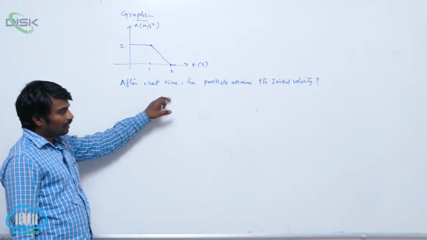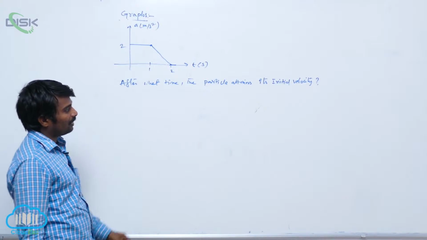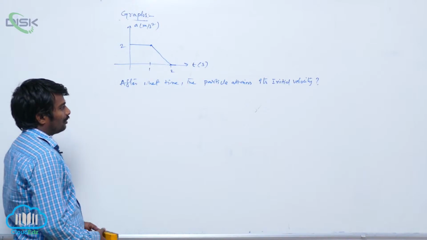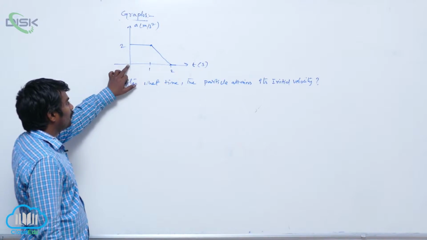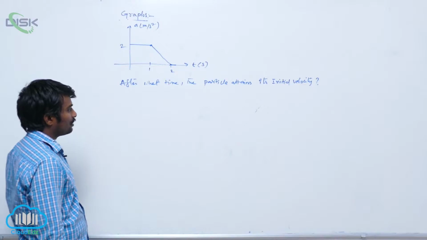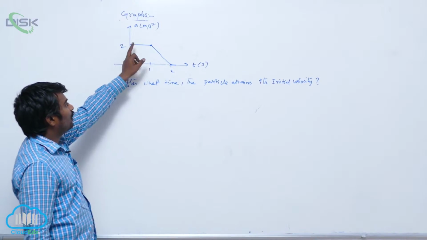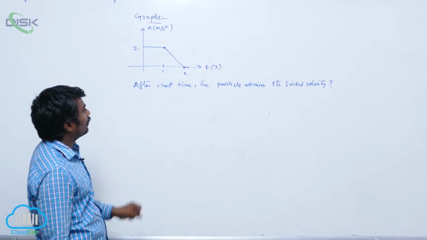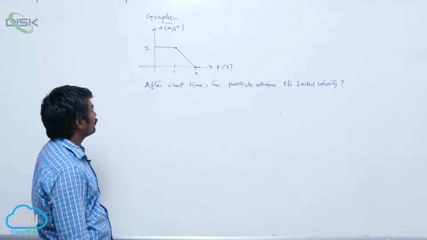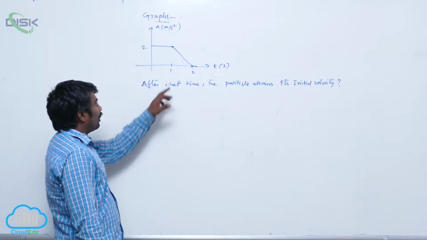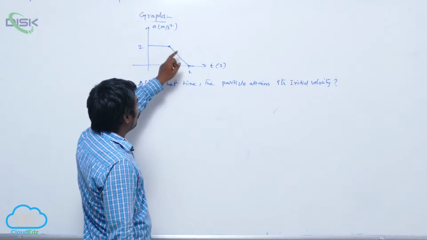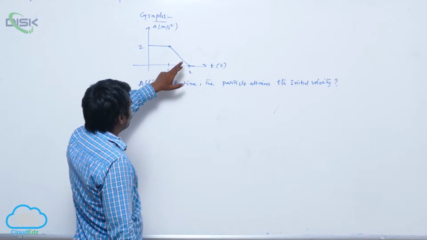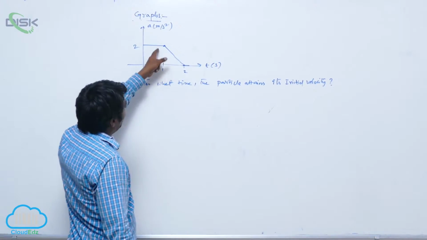Now, after what time the particle attains its initial velocity? That means let us take at t equal to 0, its initial velocity is u. Now from here to here it accelerates, so uniformly its velocity increases up to 1 second. From here to here magnitude of acceleration is decreasing. That means it accelerates still.